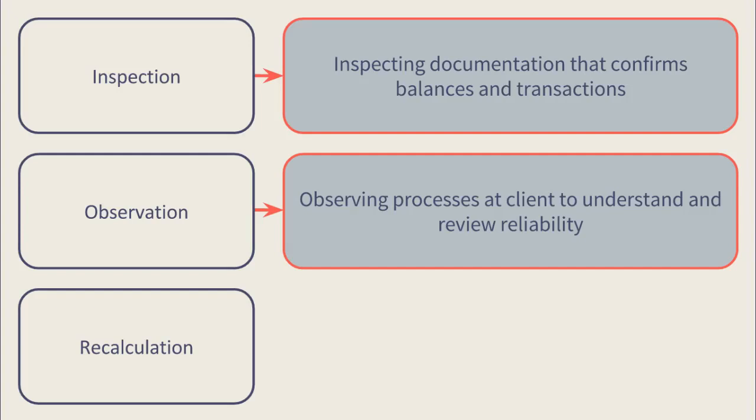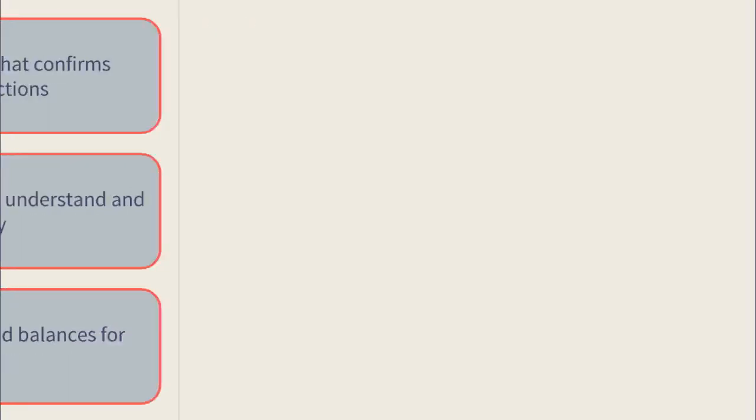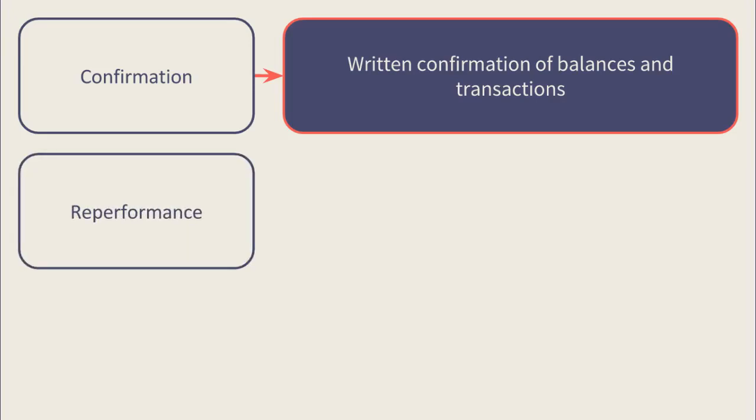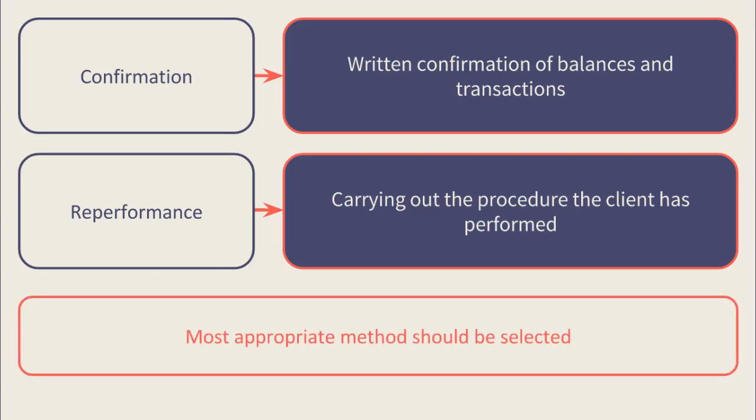Recalculation. Recalculating transactions and balances for accuracy. Confirmation. Written confirmation of balances and transactions in the financial statements. And reperformance. The auditor carrying out a procedure the client has performed to see if they did it right. Each method can be used to design audit procedures, and the most appropriate method should be selected.